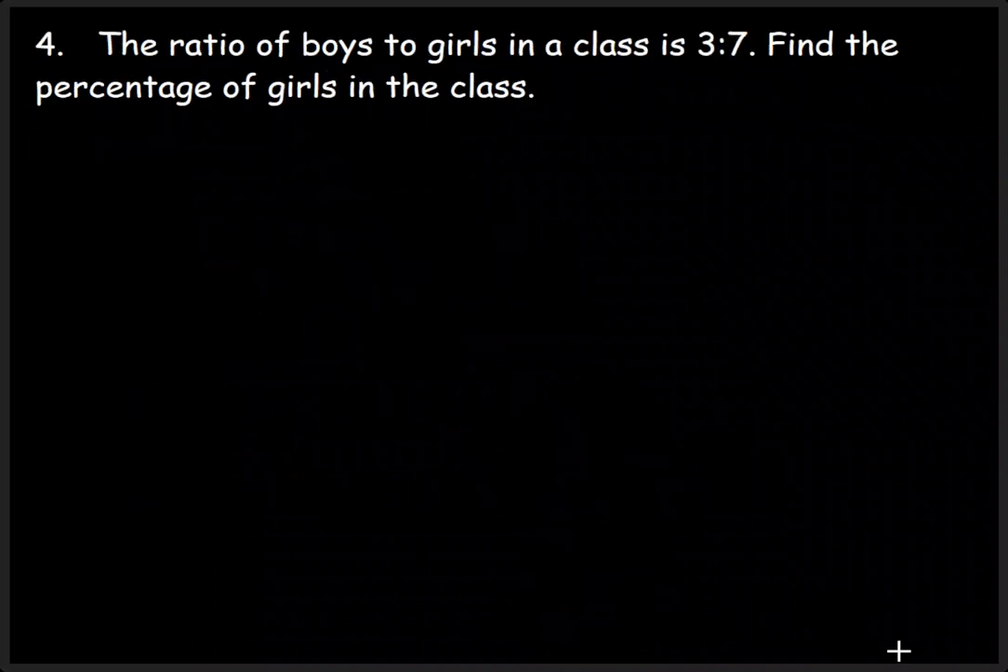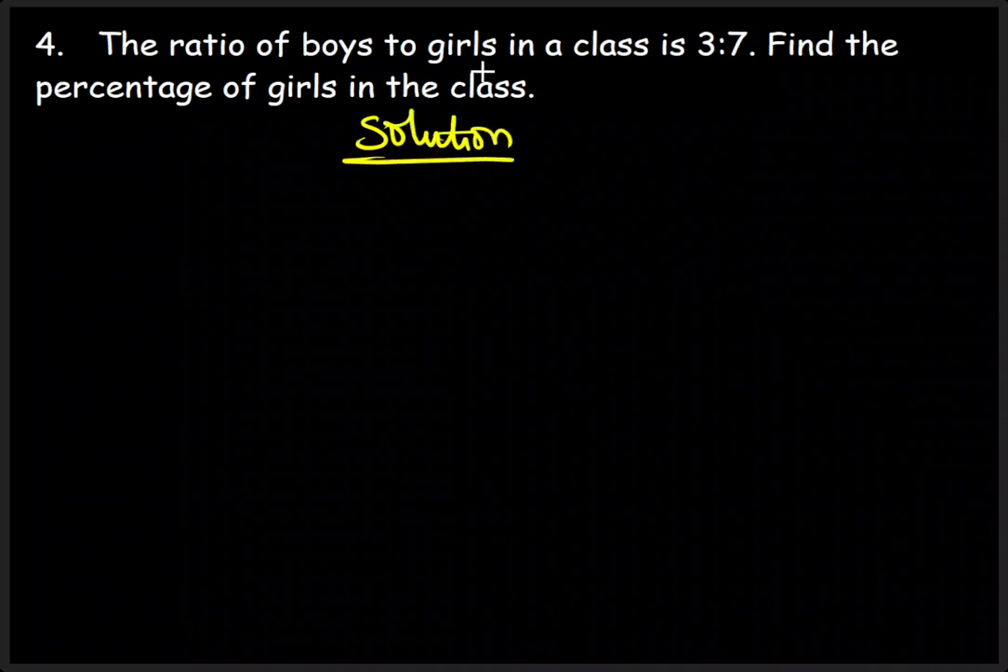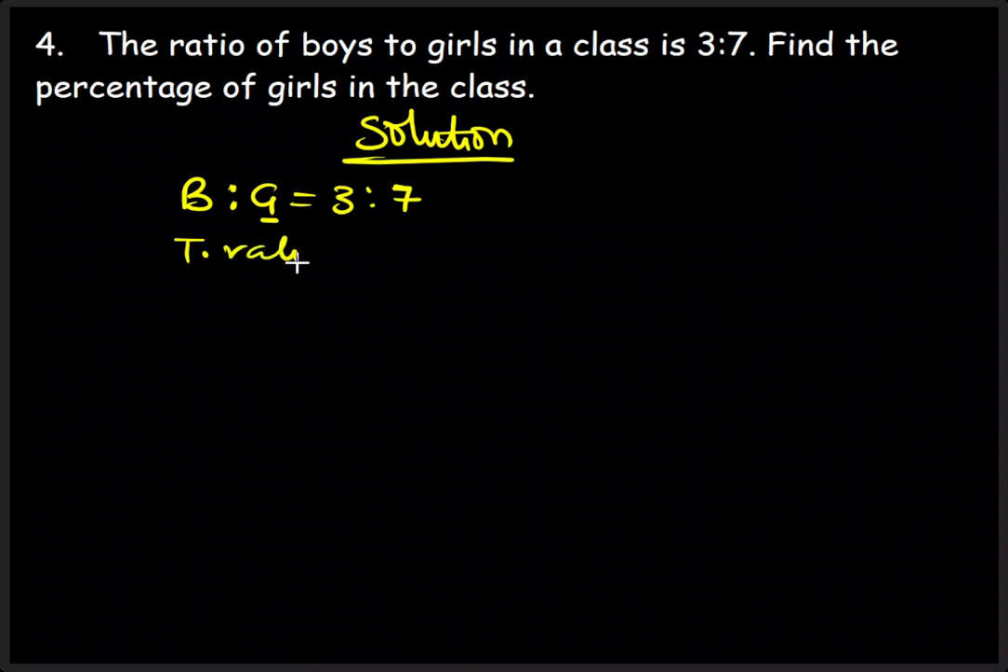All right, so let's take one more question. This one has to do with ratio, the topic we did before percentage. The ratio of boys to girls in a class is 3 is to 7. Boys is to girls equals 3 is to 7. Find the percentage of girls. Remember our total ratio equal to 3 plus 7, which is equal to 10.